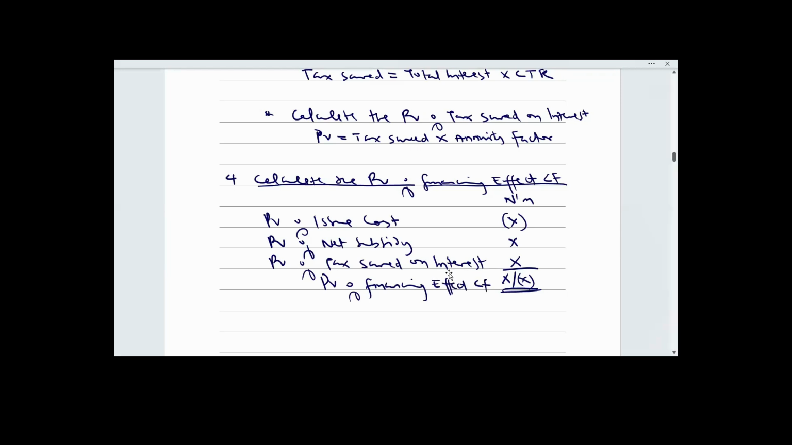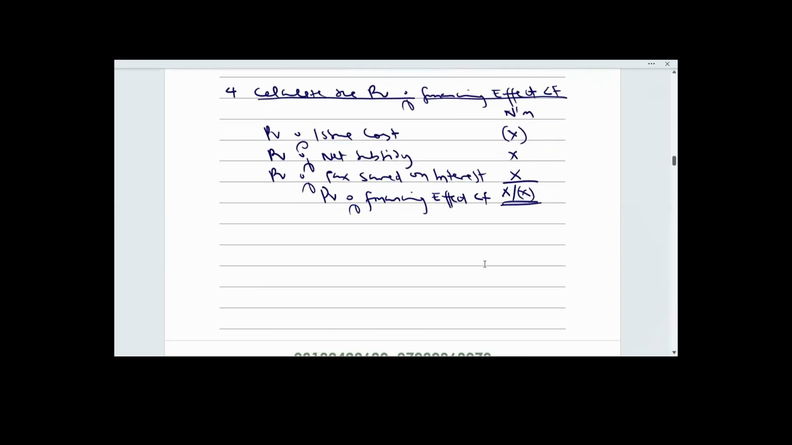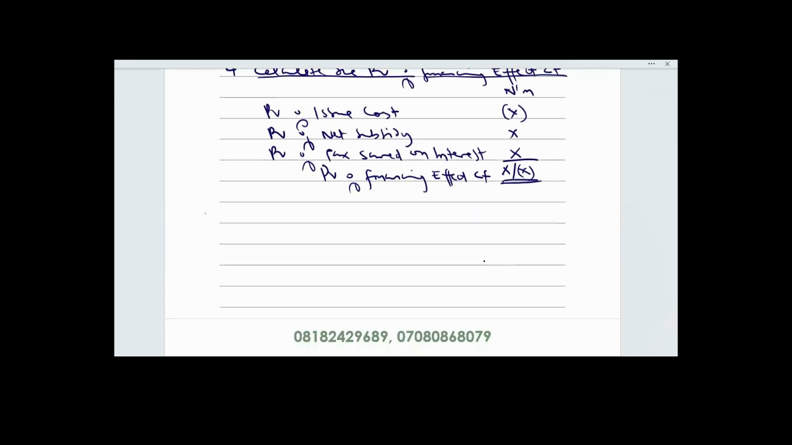So once you have the PV of financing effect cash flow, that will take us to number C of the general steps, which is to calculate APV. Step 1 is to calculate base case NPV. Step 2 is to calculate PV of financing effect cash flow. Then step 3 is to calculate adjusted present value. The adjusted present value represents the difference between the base case NPV.